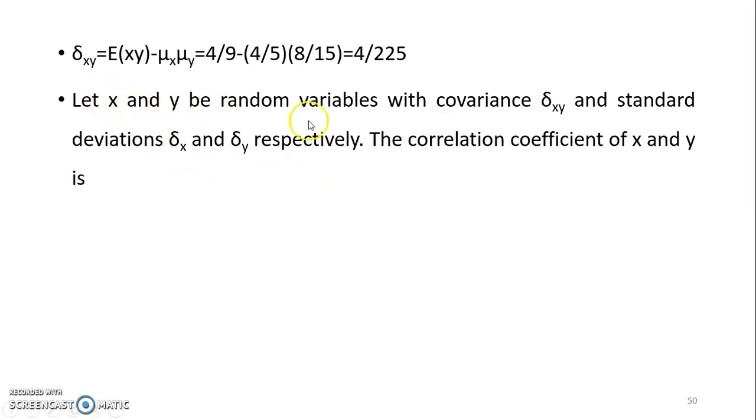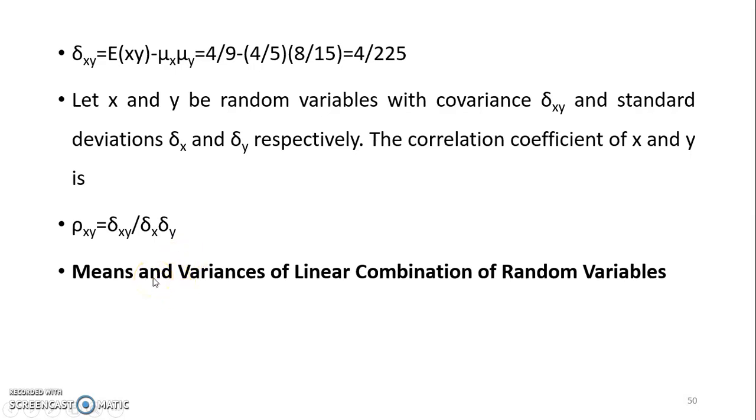So let x and y be random variables with covariance sigma xy and standard deviations sigma x and sigma y respectively. The correlation coefficient of x and y is given by the covariance of xy divided by the standard deviation of x times the standard deviation of y.